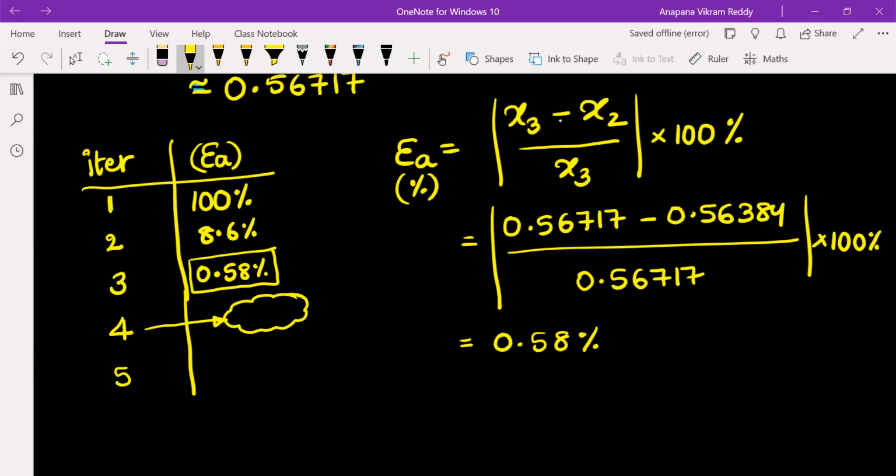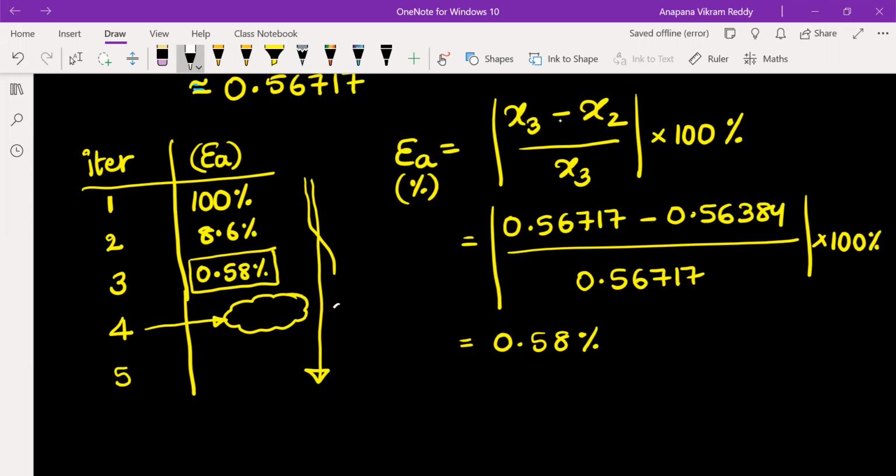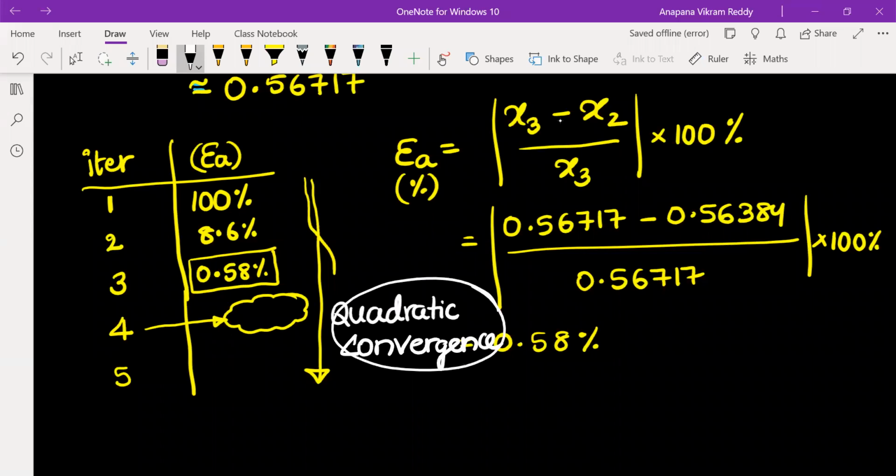So this kind of trend, what trend is this following? This is following a quadratic convergence trend. The trend is quadratic convergence. I hope you are with me and you are able to understand things.